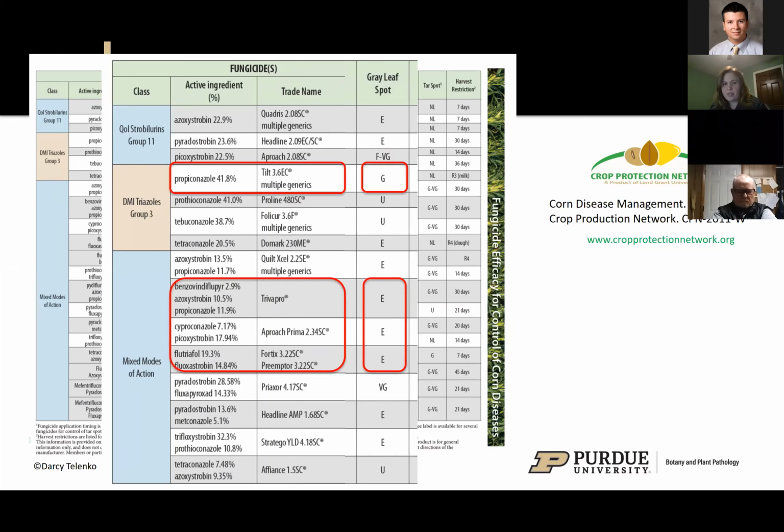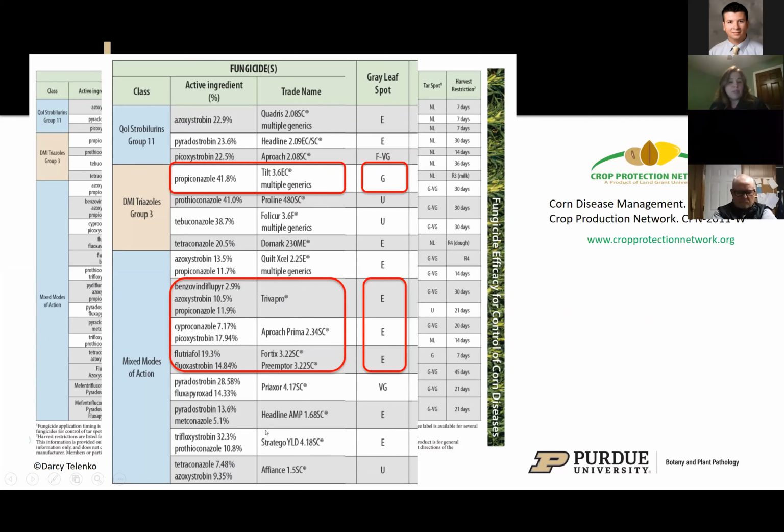So here's just an example. Propiconazole, Tilt is a trade name, gets about a good rating for gray leaf spot, but if you look at Trivapro with a 3-way mix, it has an excellent rating. So these tables can be very useful to try to identify products that you may want to use. If you're looking at generics, you can cross-reference the active ingredients and try to determine which active ingredients are most effective for the various diseases. These are available for corn, soybean, and wheat.